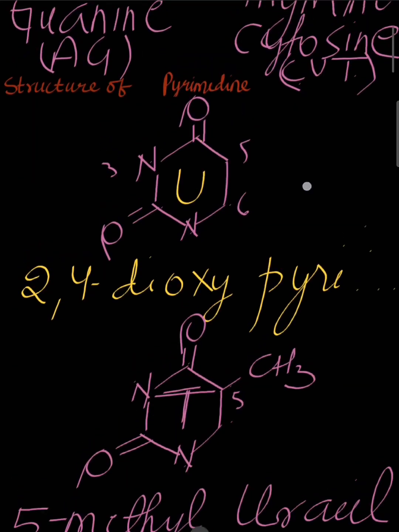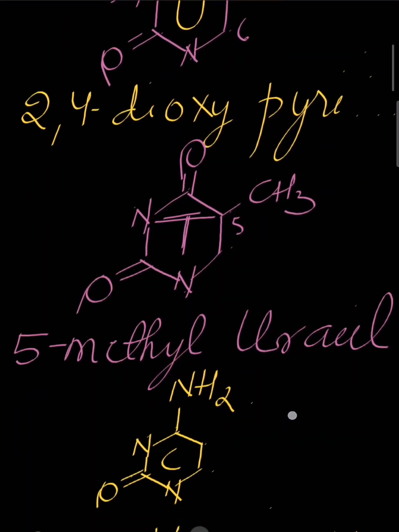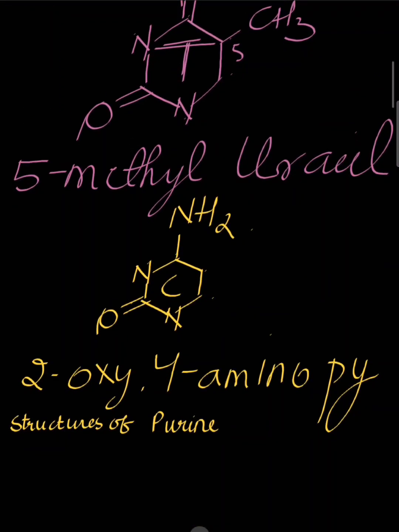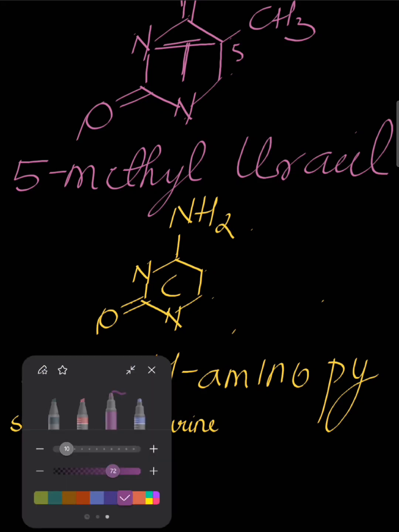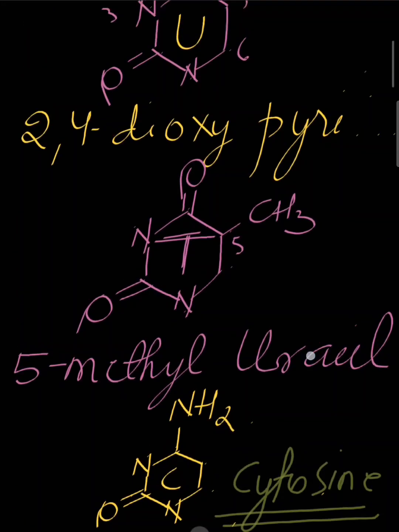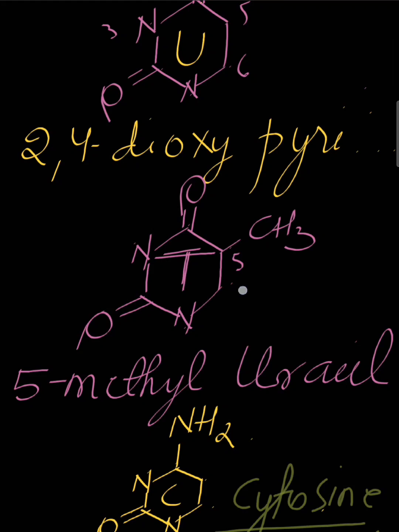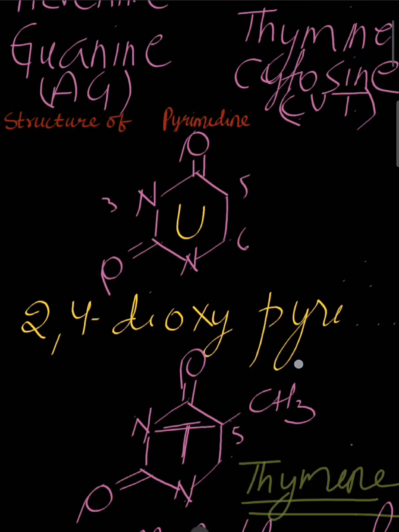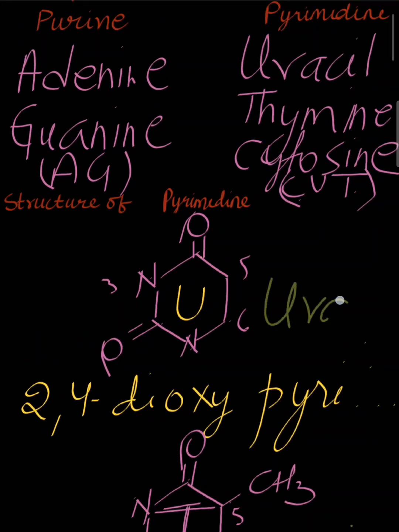Okay, so these are the structures of the pyrimidines. The first one is uracil, the second one is thymine, and the third one is cytosine, right? I've written the words over here so that you don't get confused. I'm just going to write it with another pen. This is cytosine. This is thymine. And this is uracil. Okay.